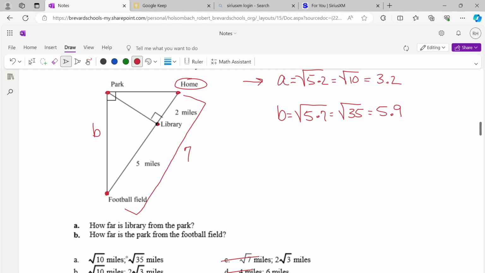And look at answer choice A, the second part. Square root of 35 miles. Well, here's our square root of 35 miles. So we're going with answer choice A. In both of those cases, they didn't convert them to decimals. So actually, if we would have glanced at that when we started the problem, we could have just stopped at this step on each one of those. Okay?